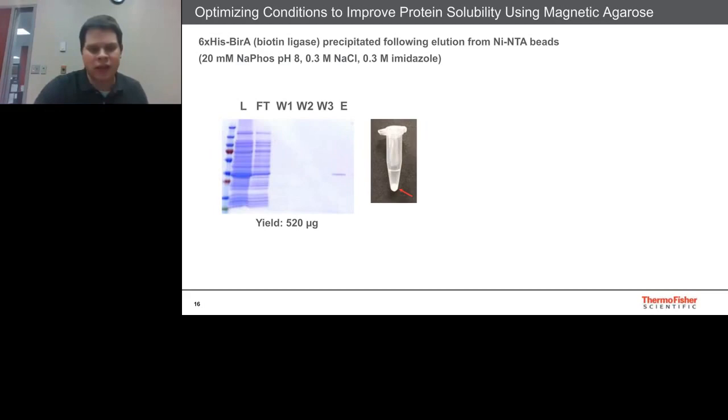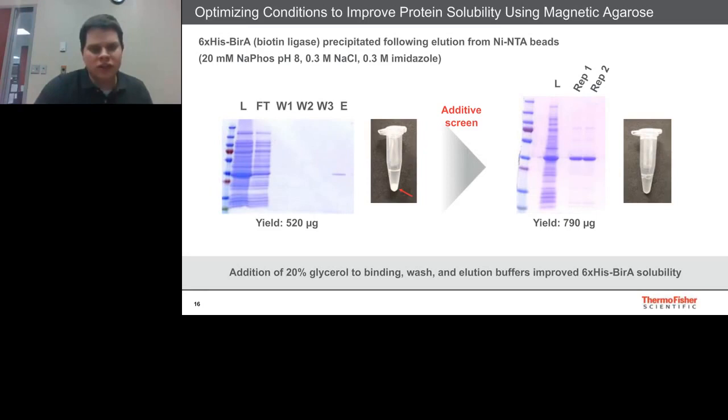Using standard purification conditions, His-tag biotin ligase precipitated in elution buffer after about 10 minutes of storage. Conditions were scouted to improve stability and solubility of this protein using nickel NTA magnetic agarose beads. Addition of 20% glycerol to the binding, wash, and elution buffers significantly improved yields and solubility of His-tag biotin ligase.